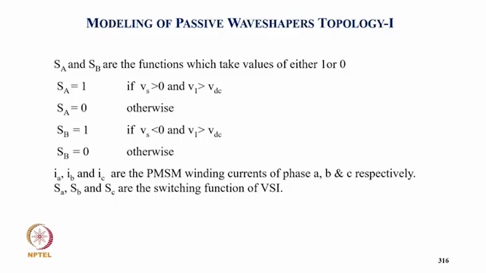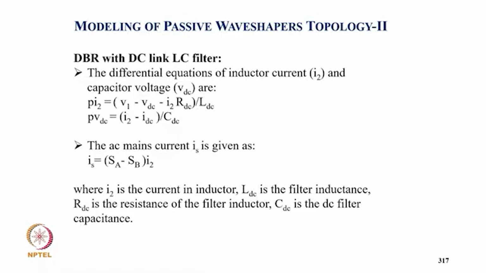So SA and SB are functions which take the value of 1 and 0. SA equal to 1 if VS is greater than 0 and V1 is greater than VDC, and SA equal to 0 otherwise. SB equal to 1 if VS is less than 0 and V1 is greater than VDC, SB equal to 0 otherwise. IA, IB, IC are the field line winding currents of phases A, B, C respectively, and SA, SB are the switching functions of the voltage source inverter. Now coming to DBR with DC link LC filter.